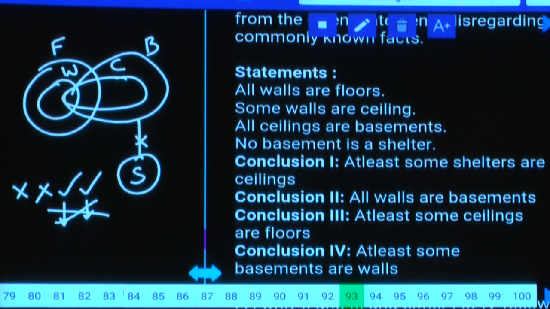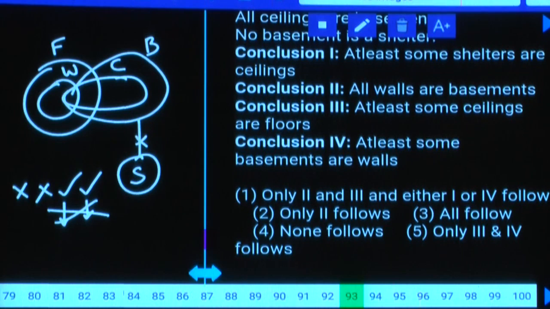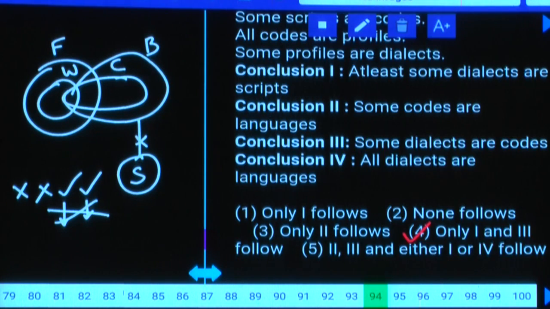Hence what is your answer? Only 3 and 4. If the affirmative conclusion follows, they will be true forever. Whenever a negative conclusion follows, then only we have to go for an alternate diagram. Here both these two are affirmative, no need to check once again. And question number 94.